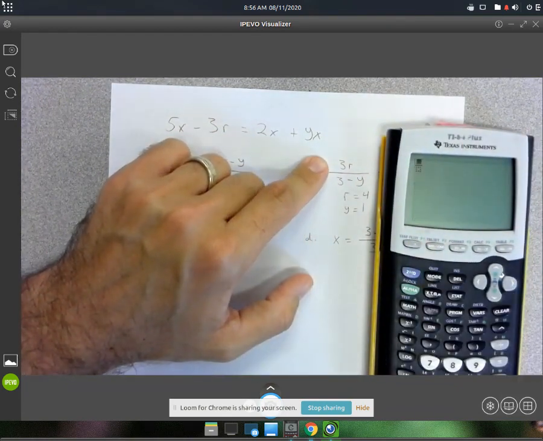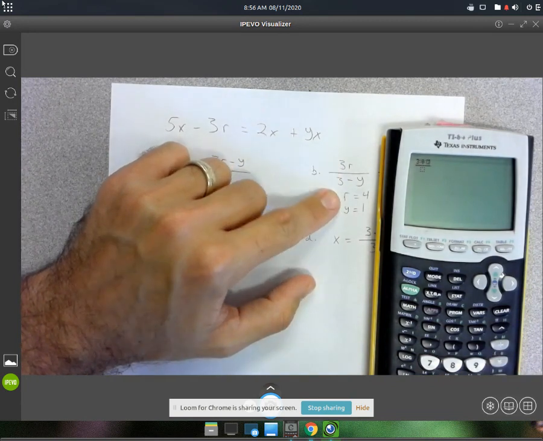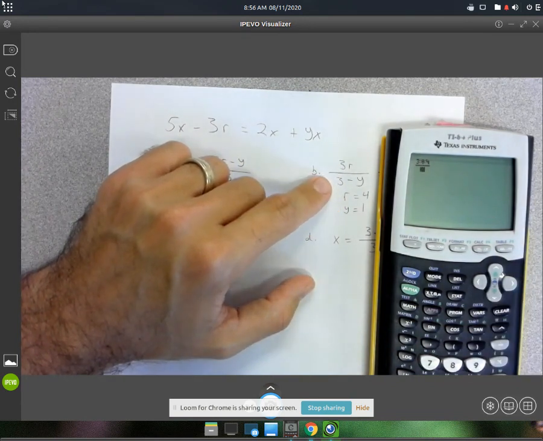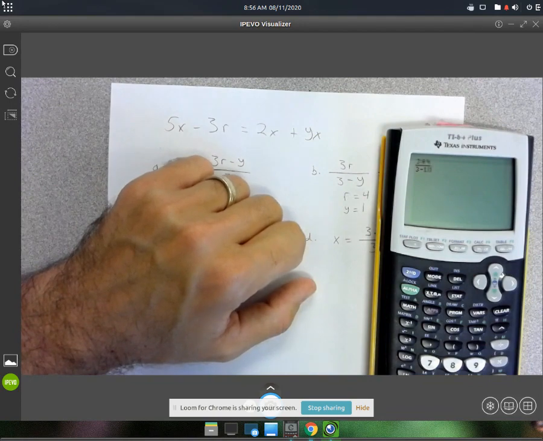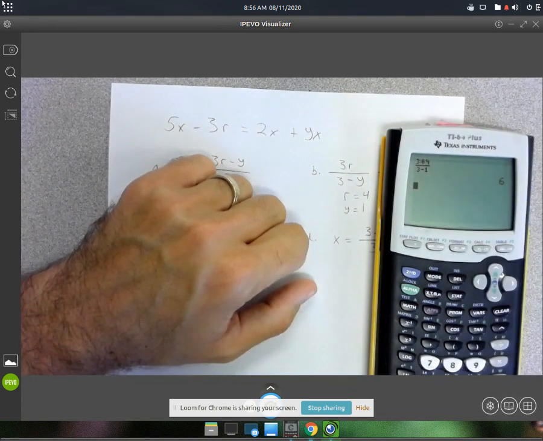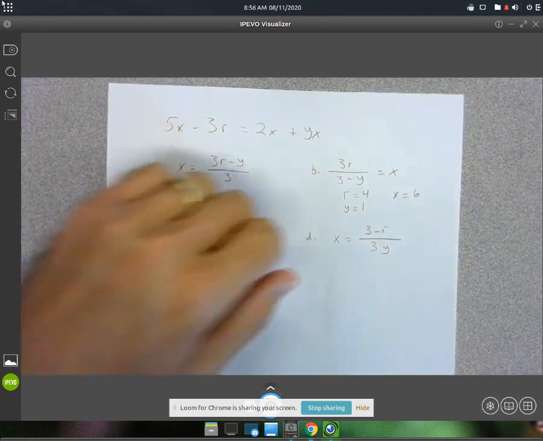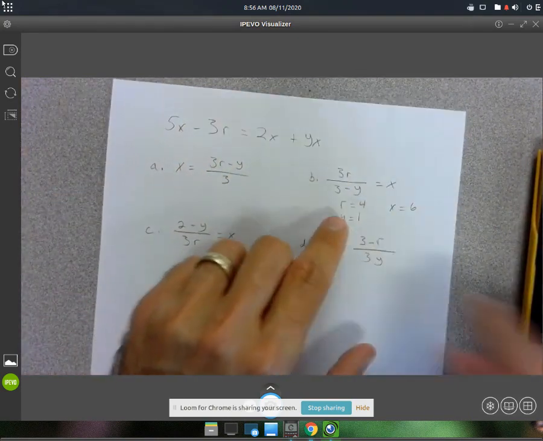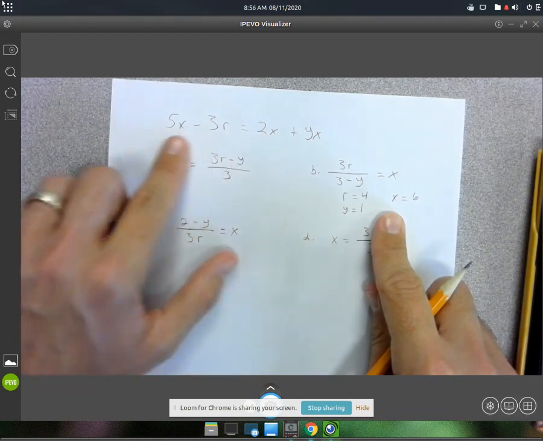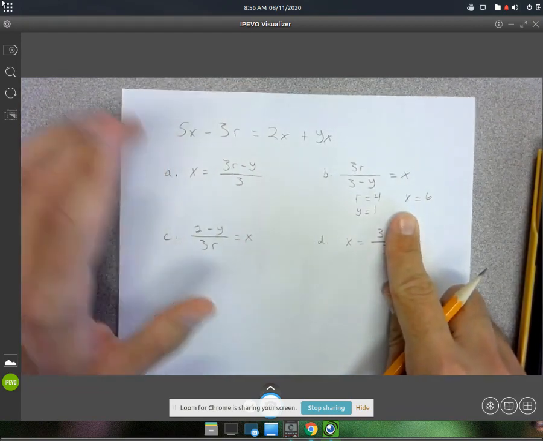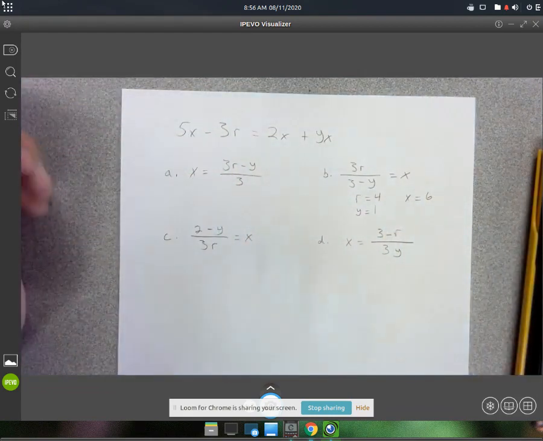We'll type that in and see what we get back for x. So I have 3r, which is 3 times 4, and then 3 minus 1 for y. That's going to give me a 6 for x. Now I'm going to take these values and plug them into this equation up here and see if the left side equals the right side.